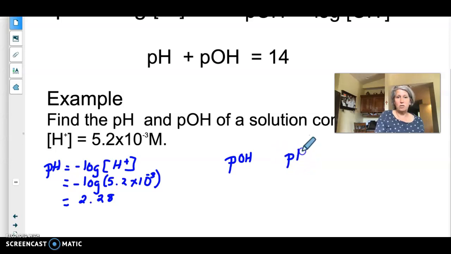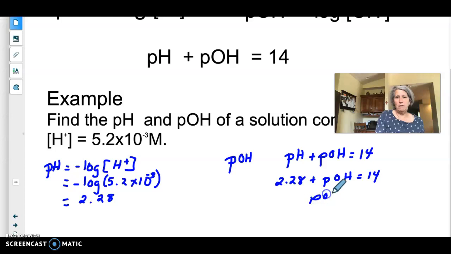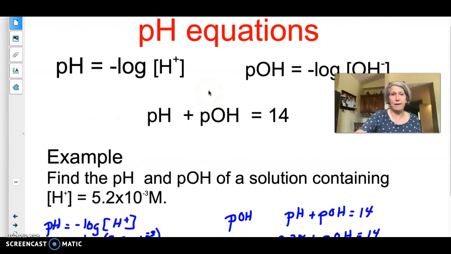Then to find the pOH, I'm going to just use this equation up there. I know that pH plus pOH equals 14. So I'm going to plug in 2.28 here and solve for my pOH. pOH would basically be 14 minus 2.28. And when I did that work, I came up with 11.72. So using the pH and pOH equations is not really all that difficult, okay?